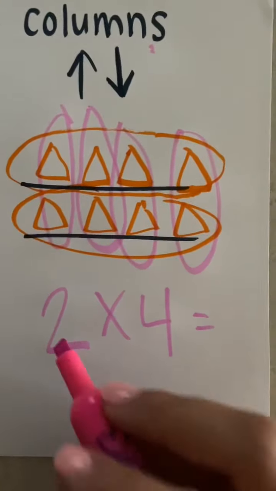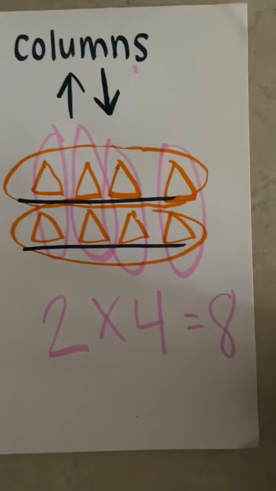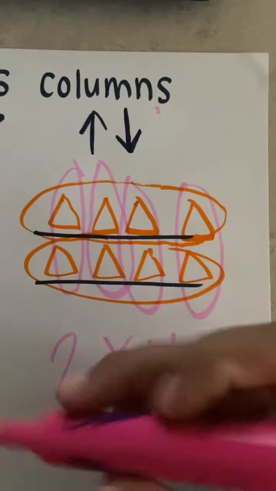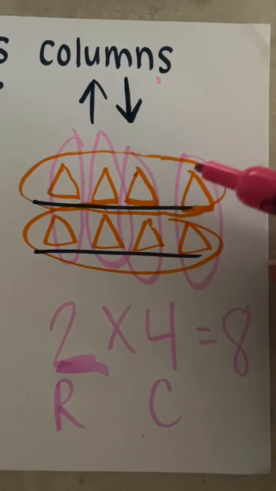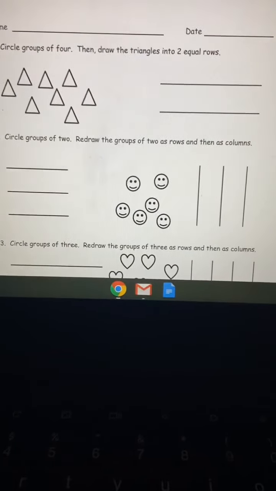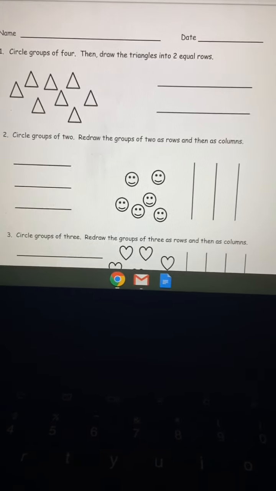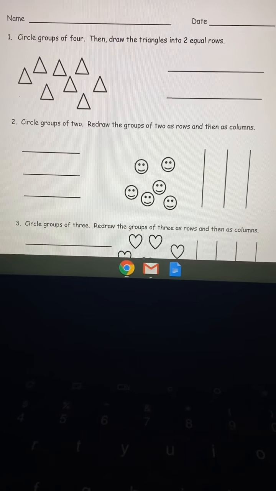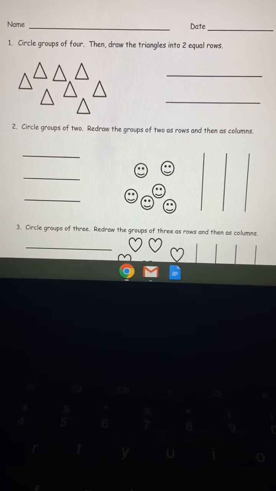So this is the multiplication. 2 times 4 rows and columns equal 8 triangles. So 2 times 4 equals 8. Because RC, I do my rows first. I have 2 rows. This is my rows. And I have 4 columns equals 8 total triangles. Now in here, it doesn't ask you to write the multiplication sentence like I did, 2 times 4, but it does help to know that that's what we're doing here. We're drawing out our multiplication, because multiplication is multiplying how many you have, how many rows by how many columns.